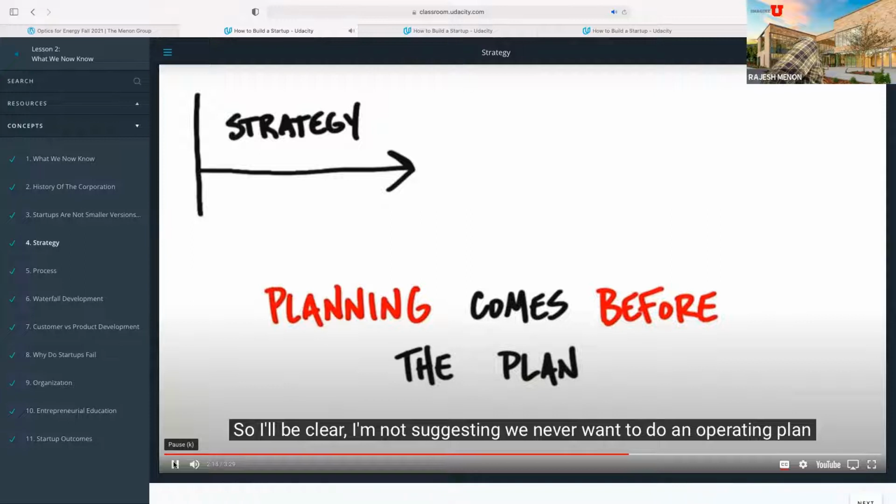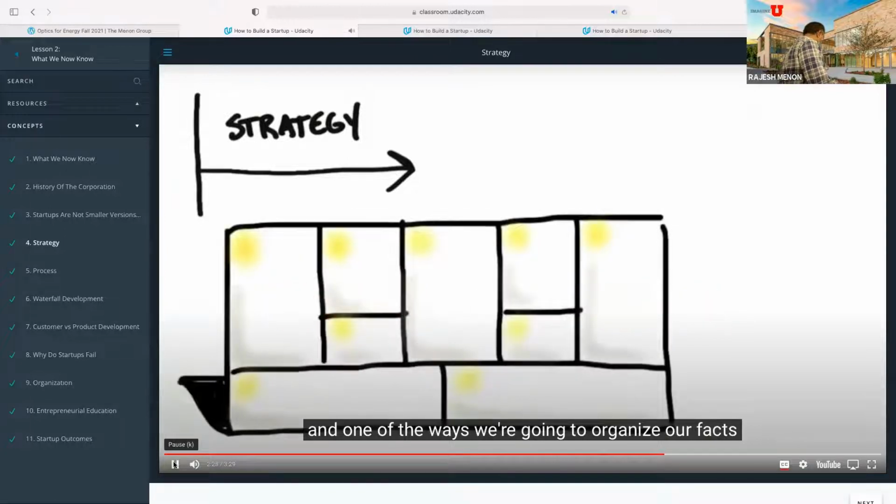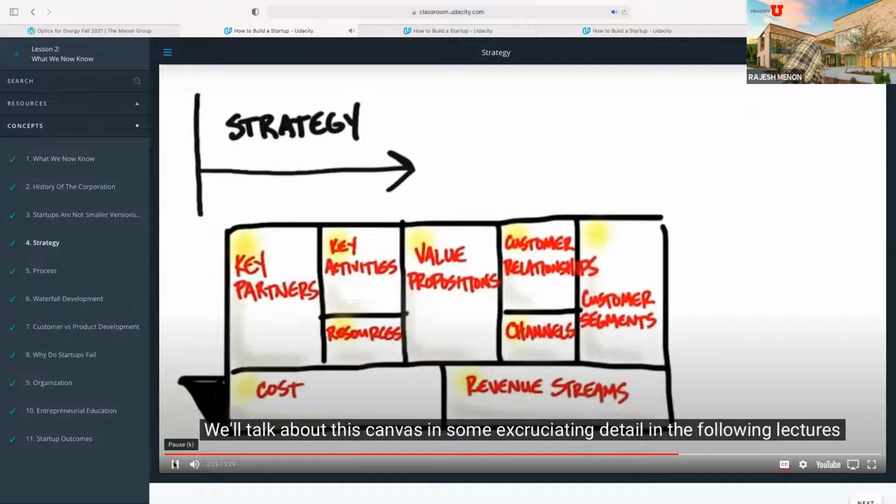I'm not suggesting we never want to do an operating plan, and I'm not suggesting we never want forecasts, but you need some real facts before you could do that. And one of the ways we're going to organize our facts is with Alexander Osterwalder's business model canvas. We'll talk about this canvas in some excruciating detail in the following lectures.